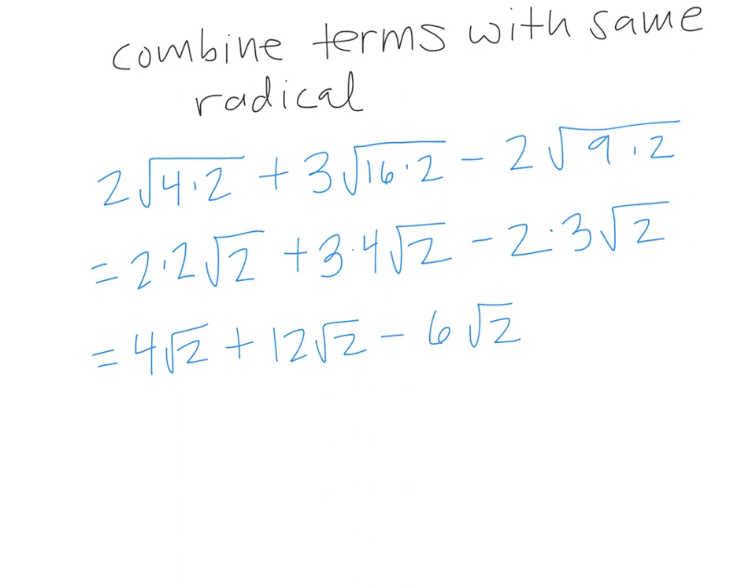So because each of these terms have the same radical, the same number underneath the square root, we are going to be able to combine these by adding or subtracting those coefficients. So we're going to get 4 plus 12, which is 16, minus 6, we get 10 square root 2.